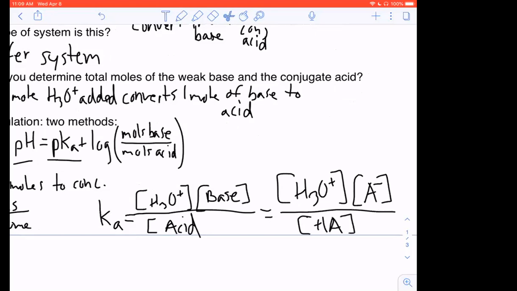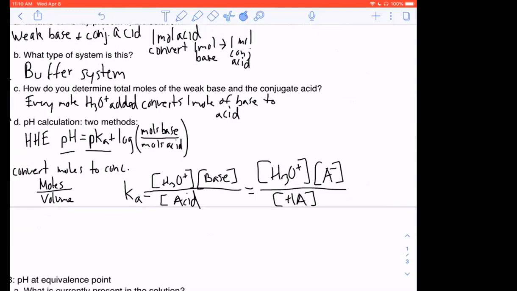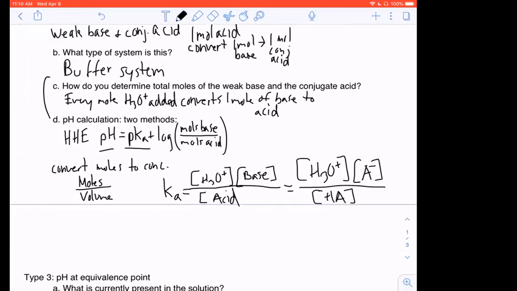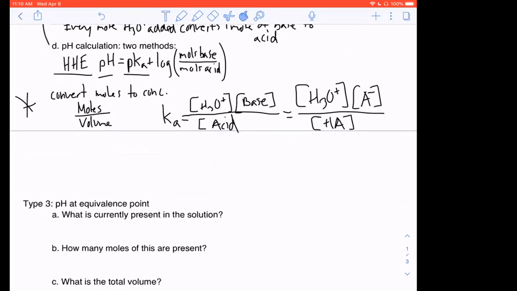And so those are the two ways of doing it. For any of these worksheet problems, you're welcome to do it this way, and you should get the same answer. I am going to work them out using the Henderson-Hasselbalch equation, though, just because that's what makes more sense to me, and I think it saves a step, at least at these points.